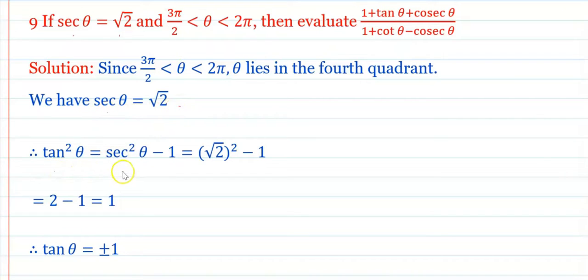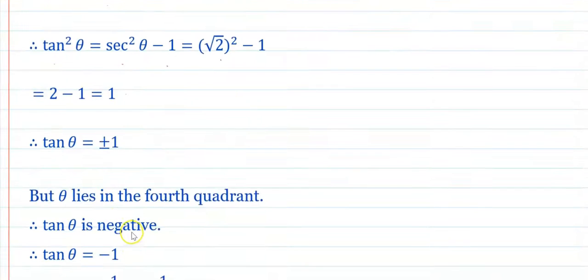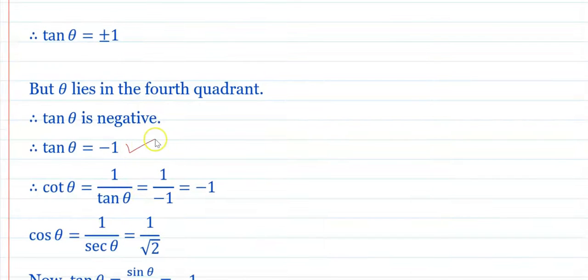Tan square theta is equal to sec square theta minus 1. Sec theta is root 2, (root 2) whole square minus 1. 2 minus 1, you will get 1. Therefore tan theta is plus or minus 1. Theta lies in the fourth quadrant, tan theta is negative. Therefore tan theta is minus 1. What about the cot theta? 1 upon tan theta, 1 upon minus 1.